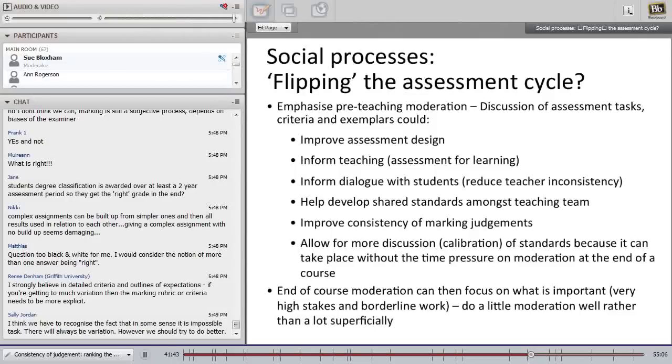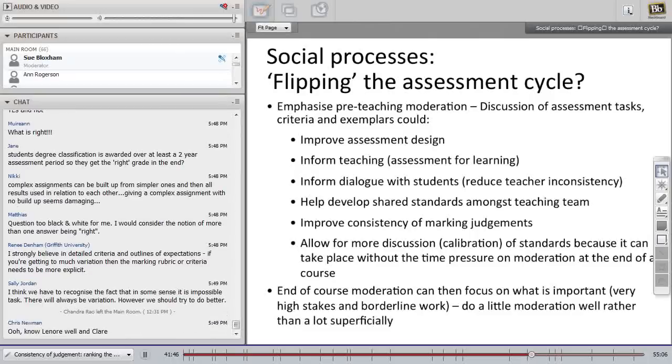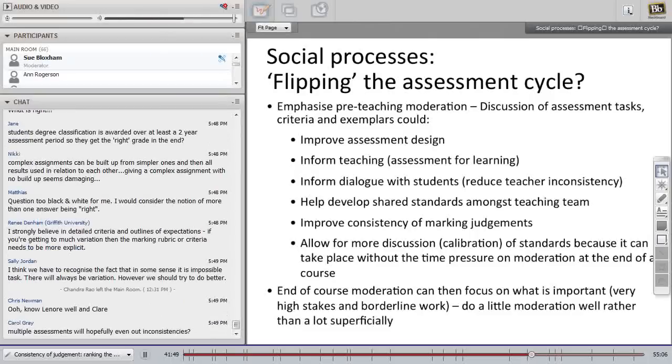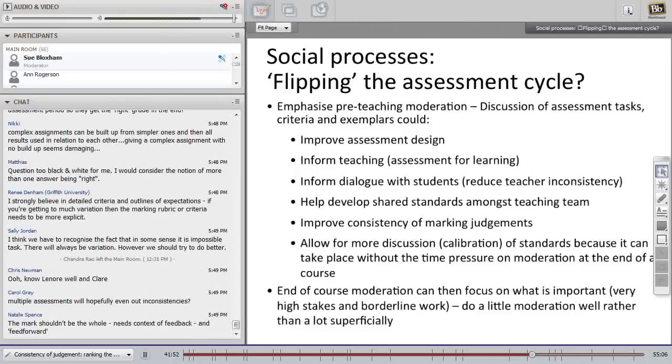And one of the things we wonder is whether we ought to be what we call flipping the assessment cycle. So instead of moderating at the end, which is often done under incredible pressure of time by the moderators, maybe it's better to emphasize pre-teaching moderation, and that might be, as someone said before, looking at exemplars and discussing them, perhaps the work of students in the last cohort. And it seems that might have some really good benefits in terms of getting people thinking more closely about the assessment design, and did it actually give people the opportunity to express the learning we wanted them to.